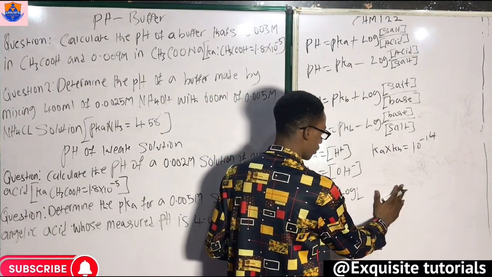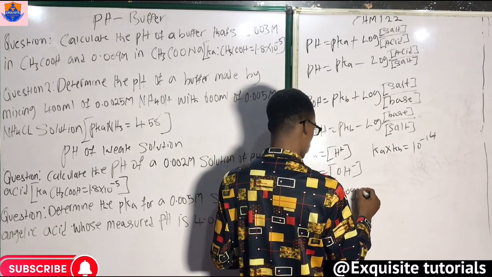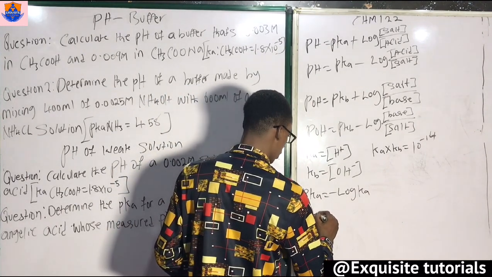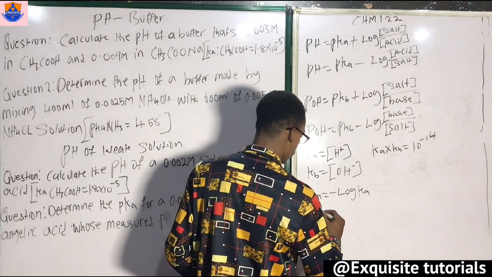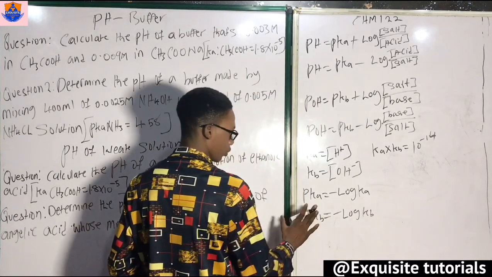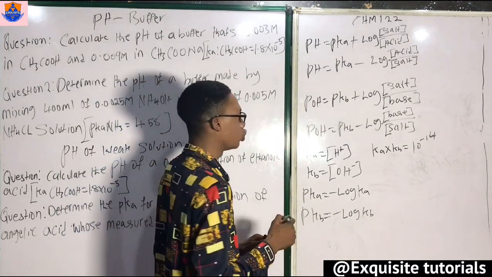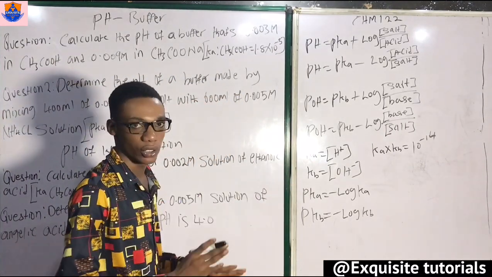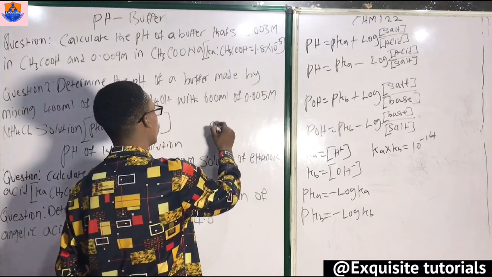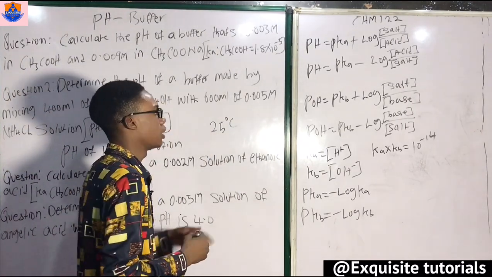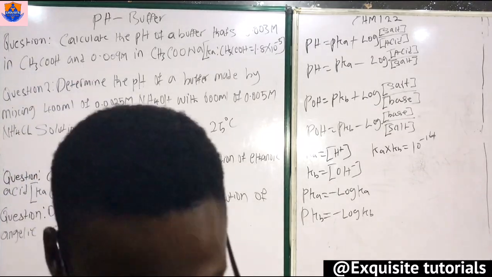Now pKa is minus log Ka, then pKb is equal to minus log Kb. So that's all you should note. And these formulas work under a certain condition, which is 25 degrees Celsius, almost similar to that of pH of strong acid. Now let's solve some questions.